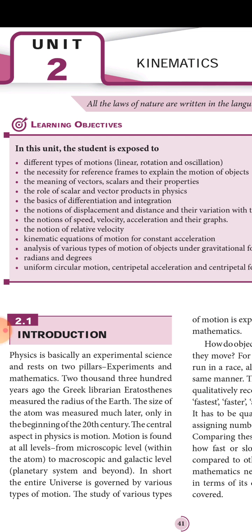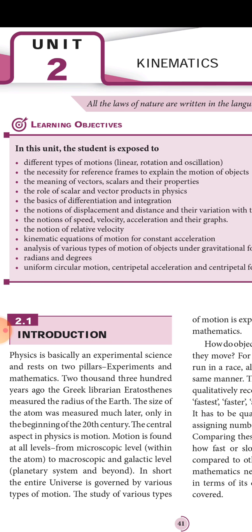Today we go to the second lesson, kinematics. We have already discussed what kinematics means in the previous lesson, the first lesson, where we discussed the branches of physics and its types. Kinematics is the branch of mechanics which deals with the motion of objects without taking force into account. This word comes from kinema, which means motion.